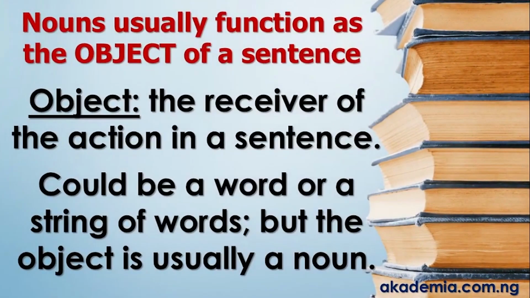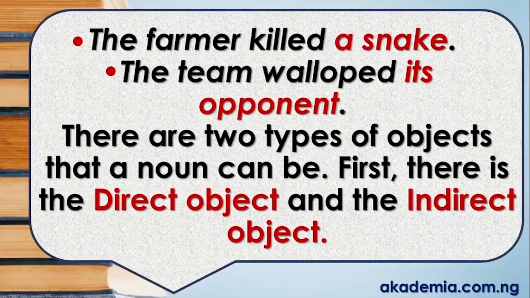Another way to identify a noun is that nouns usually function as the object of a sentence. When you talk about the object, you are talking about the receiver of the action in a sentence. The verb in a sentence usually conveys a particular action onto a receiver, especially when you are talking of a transitive verb. We'll look at that when we are considering verbs. So it could be a word also, it could be strings of words, but usually the object of a sentence is always a noun.